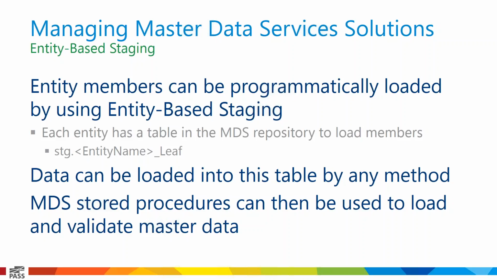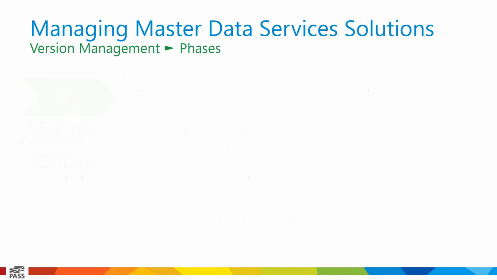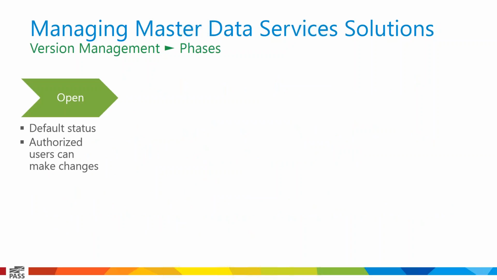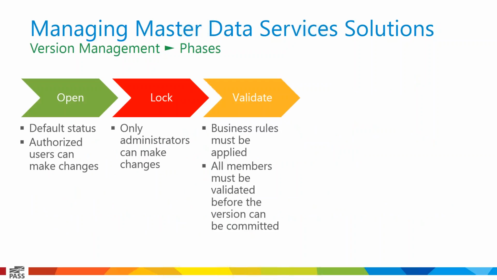There's also version management, and you'll see that when a model is created, by default there's a version 1 with a status of open. Well, versioning can allow you to manage snapshots of your master data, and therefore a version can run through a life cycle of initially being open. It's open for business. You can go ahead and manage the master data. But at some point when you want to take that snapshot, administrators can lock the version, thereby only enabling changes to be made by those that have administrative rights.